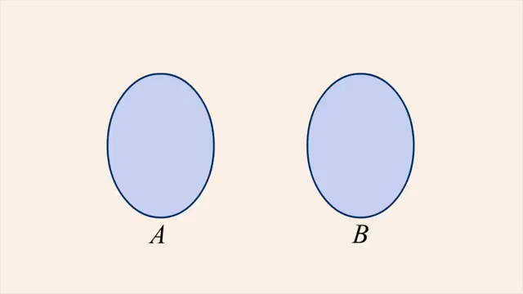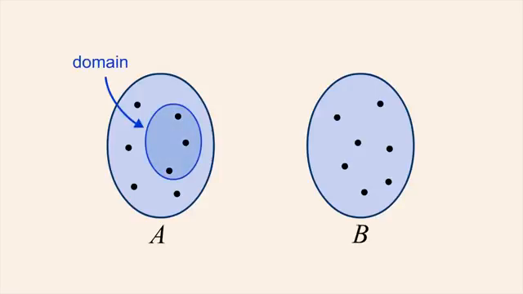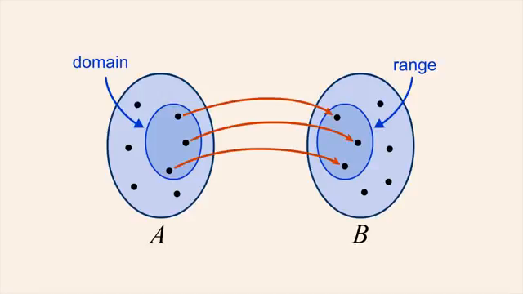Let's represent the elements in A and B as dots. For a particular function, not every element of A may be a permissible input. We call the set of elements of A which are valid inputs the domain of the function. Likewise, the set of elements of B which the function produces from these valid inputs is called the range of the function. So a function maps each element in its domain to exactly one element in its range.